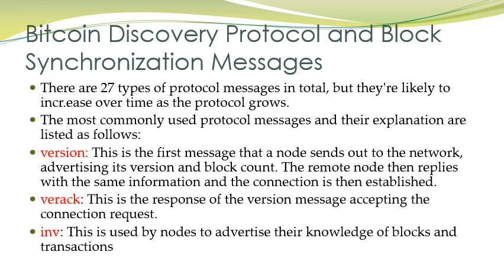When a node joins the network, or even if the node is already in the network, to perform various functions in the Bitcoin network, the node uses 27 types of protocol messages. There is a protocol designed for the Bitcoin network, and this protocol has 27 types of messages. The number of messages may likely increase over time as the protocol grows.